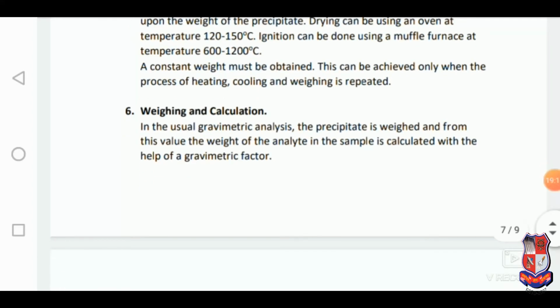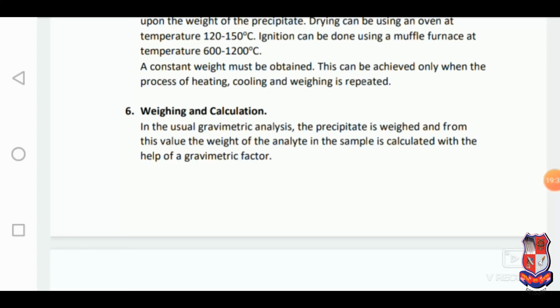Weighing and calculation. The foremost and most important part is the weighing and calculation, and in that, whatever crucibles or weighing apparatus we are using, it has to be clean and conditioned before weighing the initial weight of that crucible.